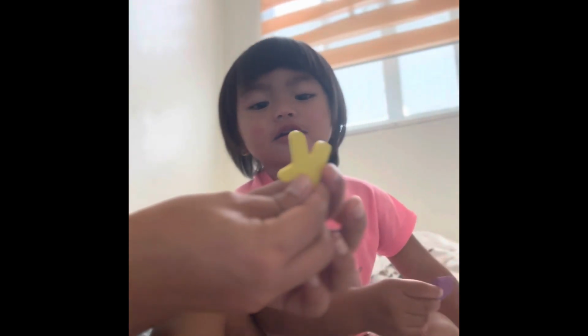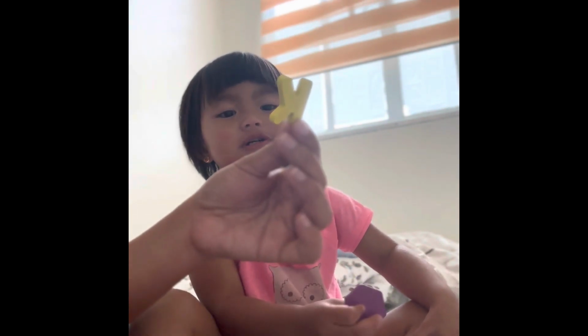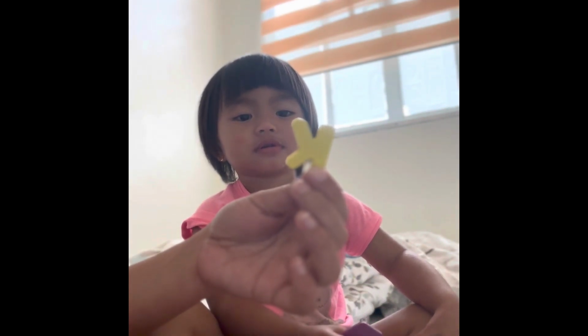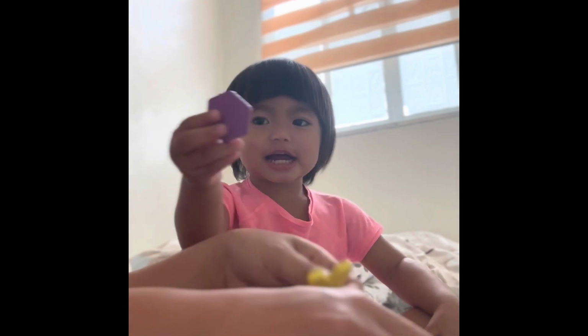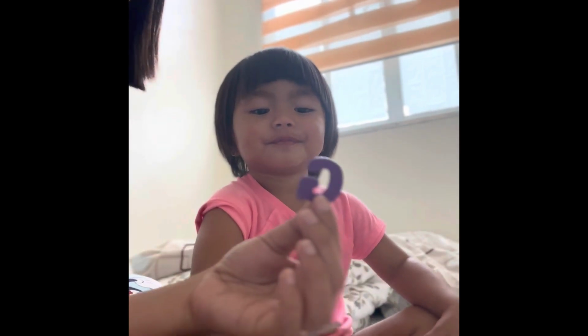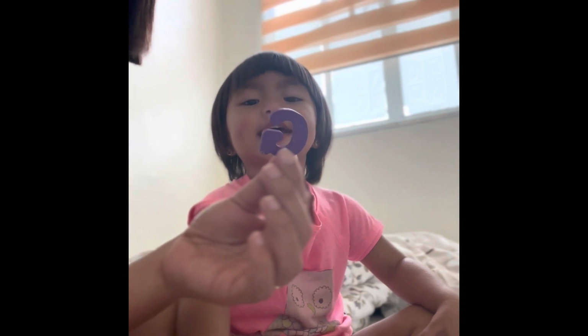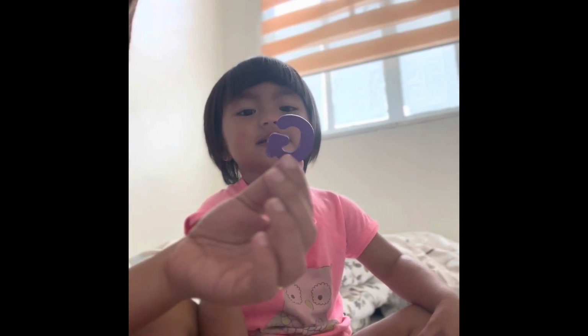Oh, this one, what letter is this? No, what letter? Letter K. K. Baboy. Ito, what letter is this? Letter G. G.